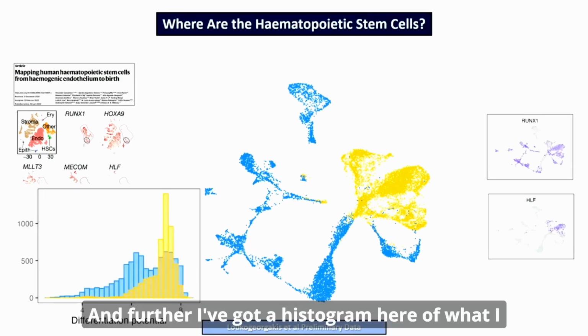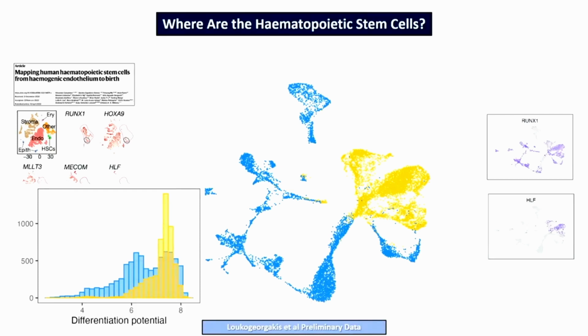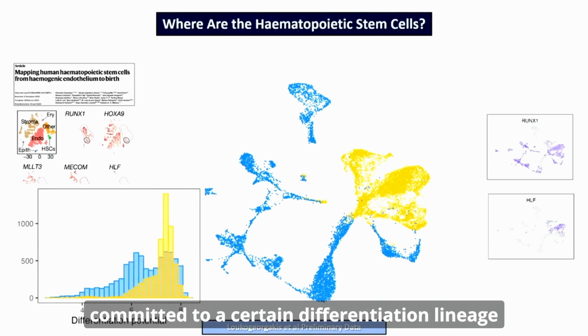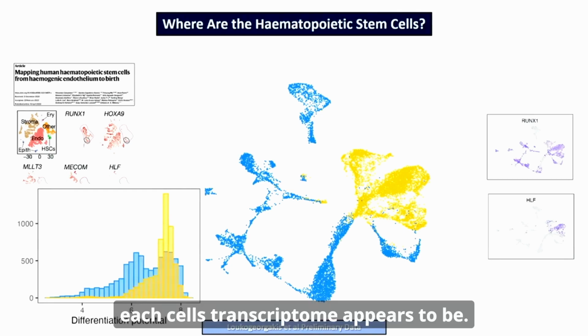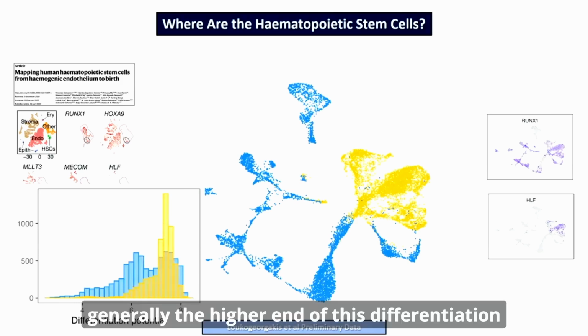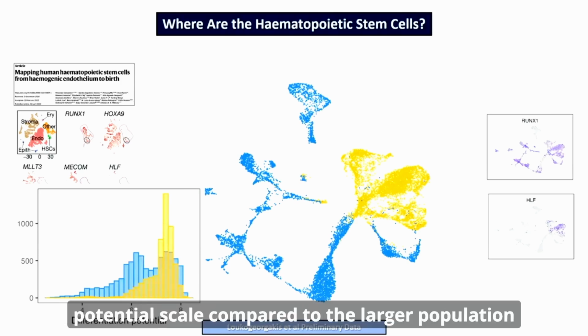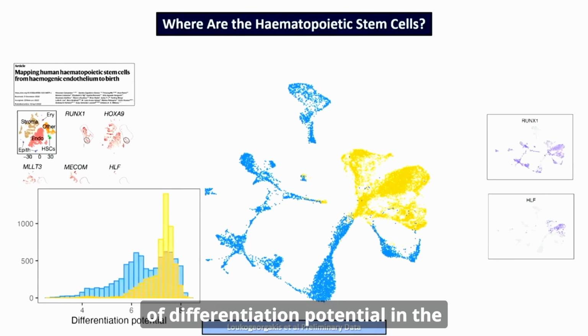Going a bit further, I've got a histogram here of what I call the differentiation potential of each cell. So I've done this by looking at effectively how committed to a certain differentiation lineage each cell's transcriptome appears to be. And the cells in yellow are generally at the higher end of this differentiation potential scale compared to the larger population in blue.